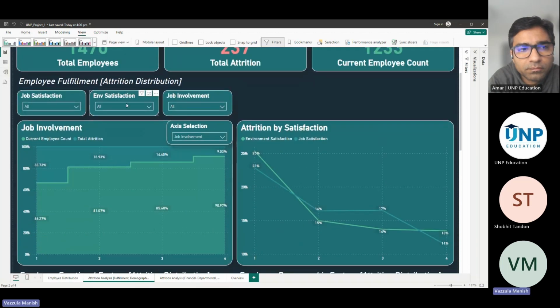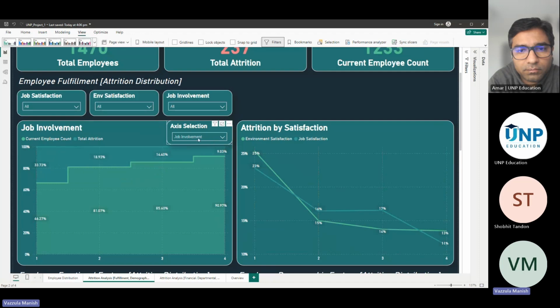So here we have employee fulfillment. Basically what we're trying to understand through this is how much the factor of the employee's satisfaction affects their job and whether they're going to leave the company. So we can see a very clear trend here, which is attrition by satisfaction, which we have two satisfactions present within the data that we had, which was environment satisfaction and job satisfaction. And we see a very clear trend that both of them tend to slope down as our satisfaction increases. So here we see that our job satisfaction and environment satisfaction are increasing, and the attrition rate associated with it is decreasing. You can also see it here very clearly.